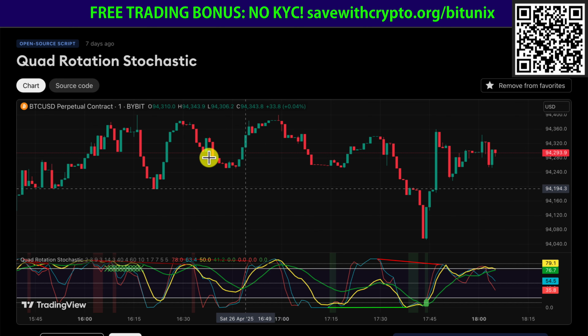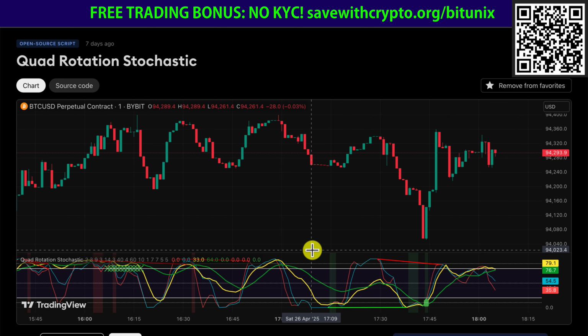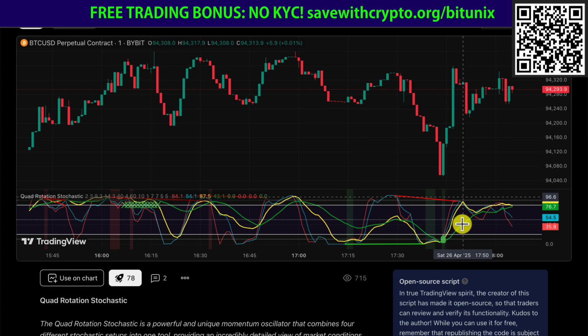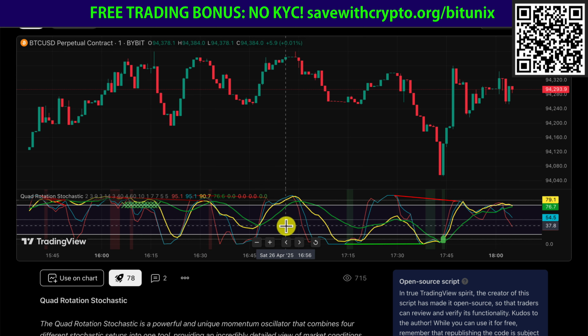So this is the indicator, it's called Quad Rotation Stochastic. From the screenshot, you can see these four wiggly lines, the red, cyan, yellow and green stochastics. These are all different stochastics: the fastest moving one is the red one, then the cyan, then the yellow, and the slowest moving is the green one.